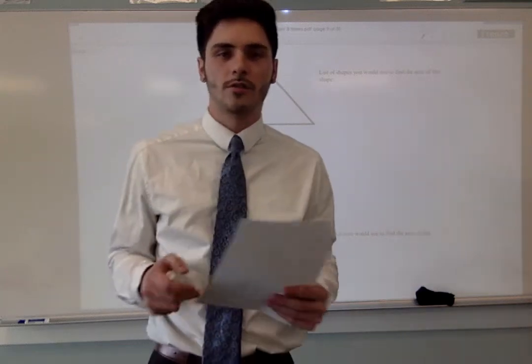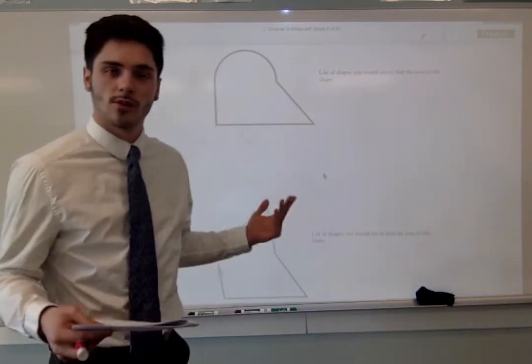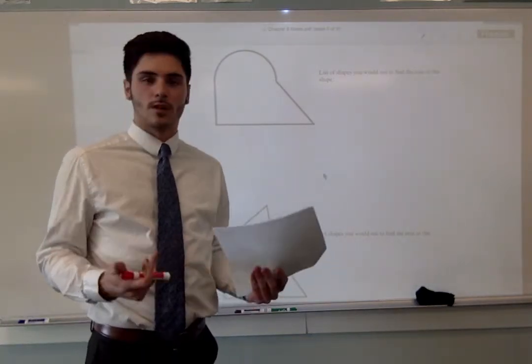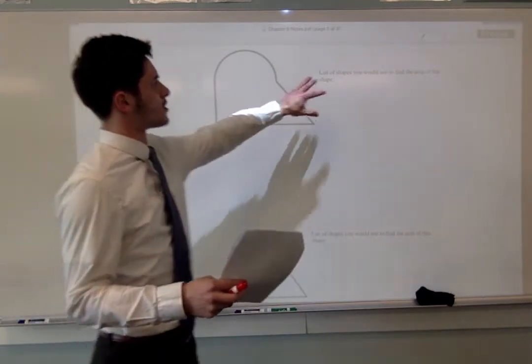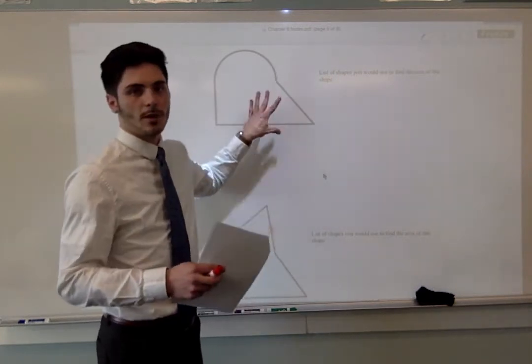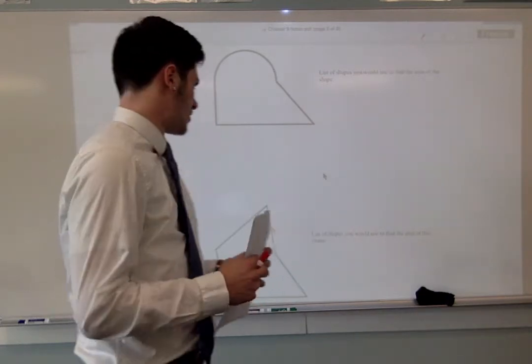Alright, so we're going to keep having some fun with these formulas for geometric shapes. And this one is really fun in my opinion because we're really just solving things how we want to solve them. So with this, we're supposed to list the shapes you would use to find the area of this shape. So we're given some composite figures. Composite means it's made up of two or more.